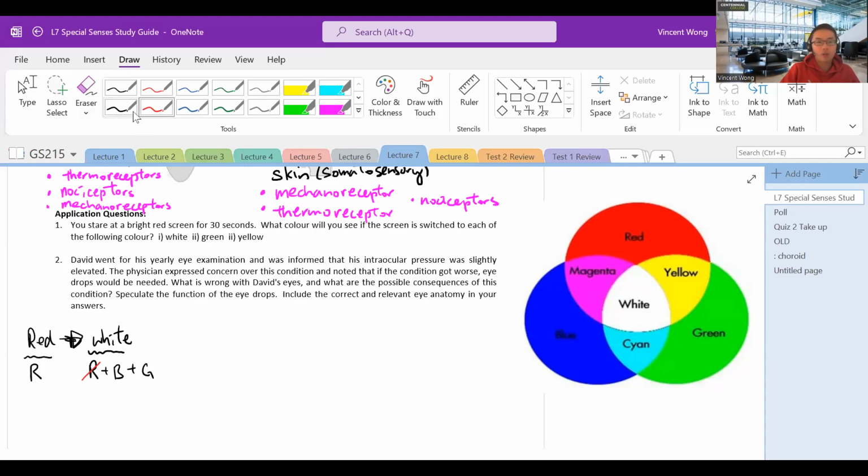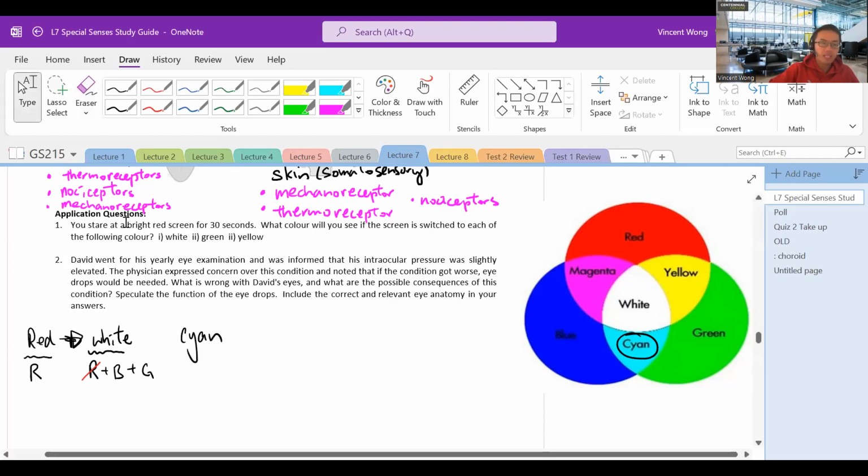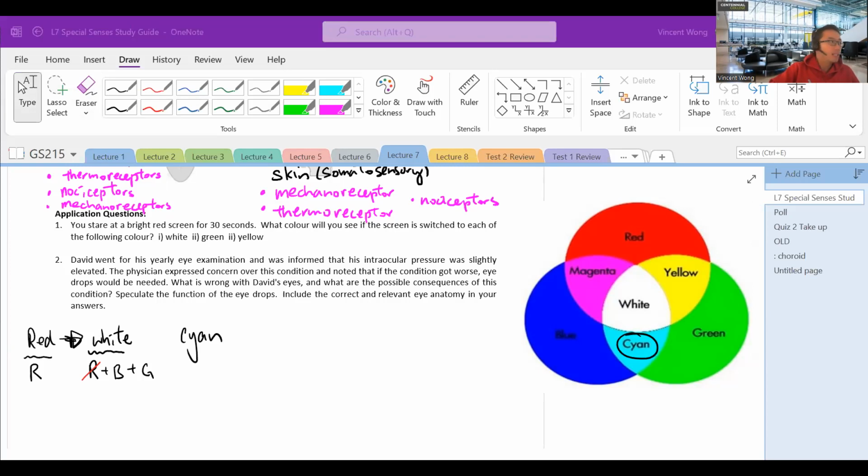As a result, on a white screen, you would only be activating the blue and the green. And if you look at the color wheel here, blue and green gives you the color cyan. So if you stare at a red screen and you switch to a white screen, the white screen would give you a cyan color. Does that make sense to you guys? Any question about that? All right.